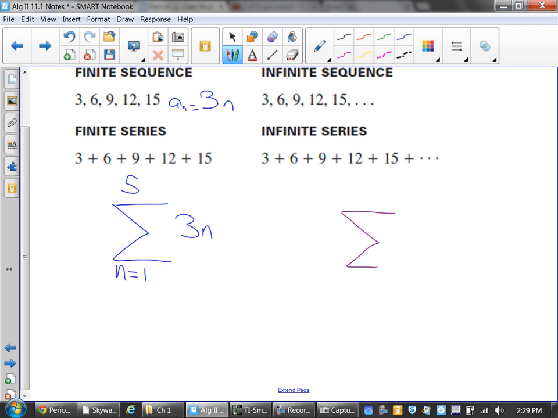I still start with the sigma. I'm starting with n equals 1. I have 3n for my rule, but what am I adding up to? Infinity. I'm adding through infinity. And I leave it at that. Like I said, there's no infinity button on your calculator. There isn't a way to do it on your calculator.